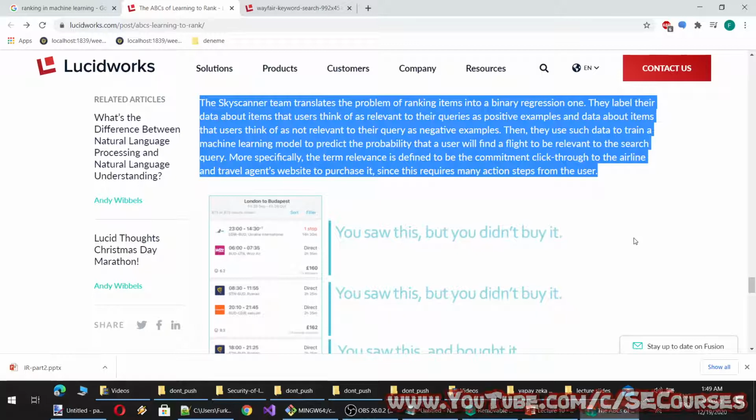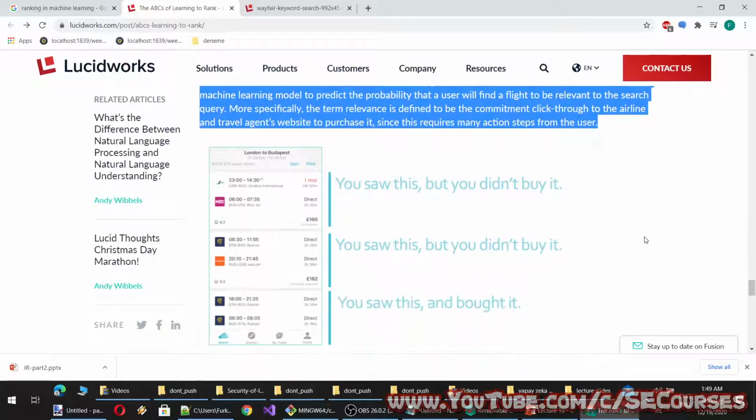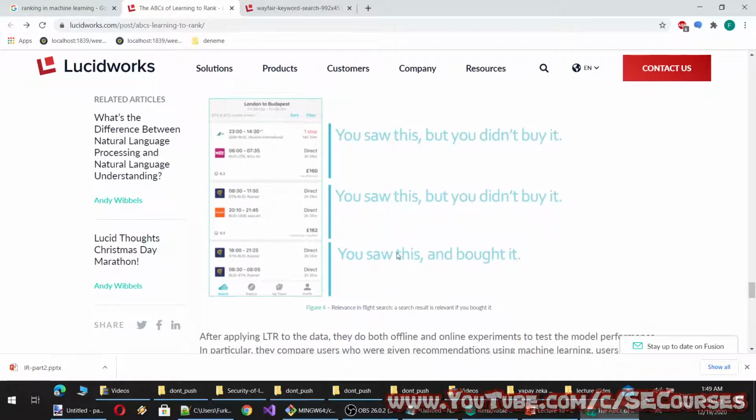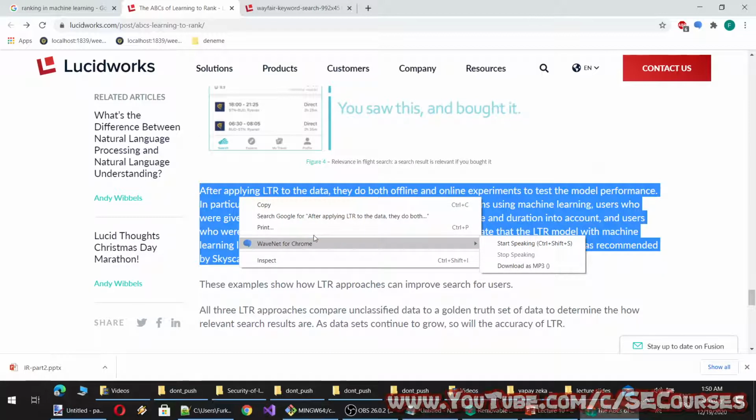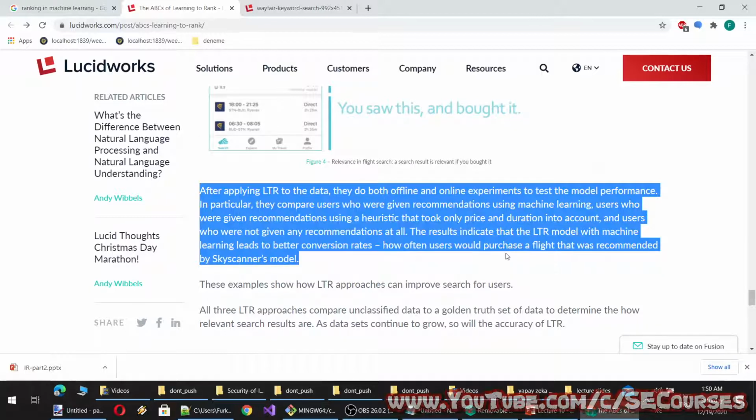More specifically, the term relevance is defined to be the commitment click through to the airline and travel agent's website to purchase it, since this requires many action steps from the user. Okay, so you see they are heavily utilizing the user behavior. You saw this, but you didn't buy it. You saw this, but you didn't buy it. You saw this and bought it. Therefore, this was relevant, and they analyze the shown results and make changes according to these results and improve their algorithm, their model. Therefore, next time they show the more relevant data to the user.